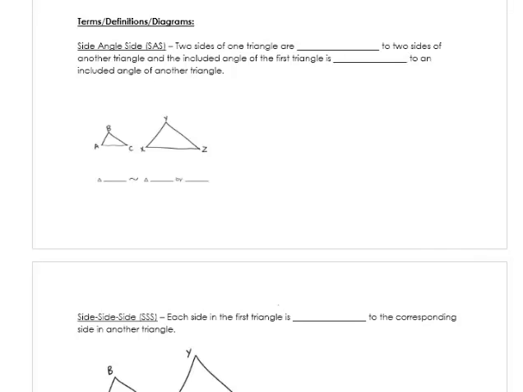Okay, we're going to start with the side-angle-side postulate. What that means is that if two sides of one triangle are proportional to two sides of another triangle, and the included angle of the first triangle is congruent to the included angle of the other triangle, the triangles are similar. Okay, we can go ahead and fill that in.